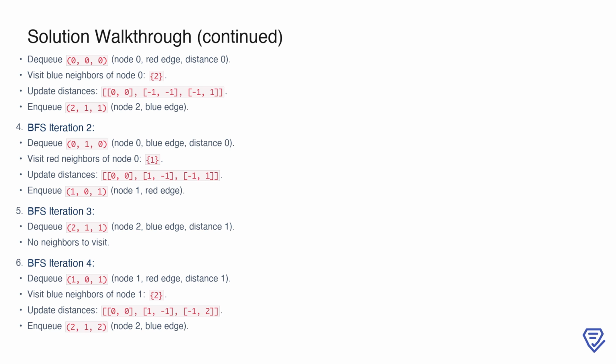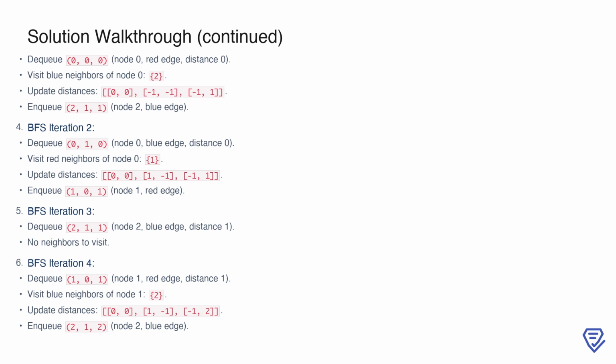Next, we dequeue the second element, which is node 0 using a blue edge at a distance of 0. From here, we check the red neighbors of node 0, which is node 1. Since node 1 has not been reached via a red edge yet, we update its distance to 1 and enqueue it with the information that it was reached via a red edge.